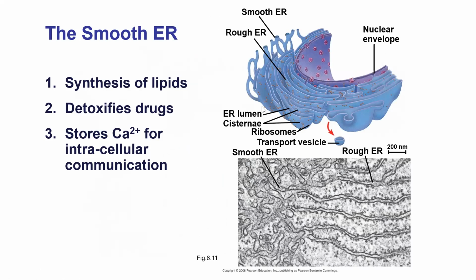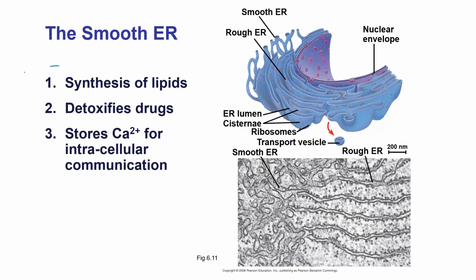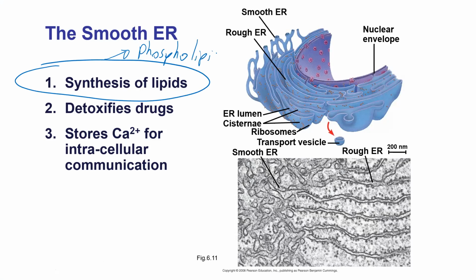So what's going on in the smooth ER? The rough ER is synthesis of proteins. The smooth ER, a big one, is synthesis of lipids. So you're probably thinking, what lipids are we talking about? Well, in our bodies, we're talking about mostly phospholipids, because phospholipids are needed in every single cell. Now, there are other lipids out there in your body. Obviously, there's fat tissue and whatnot, and those are going to be made, but the big one is phospholipids.